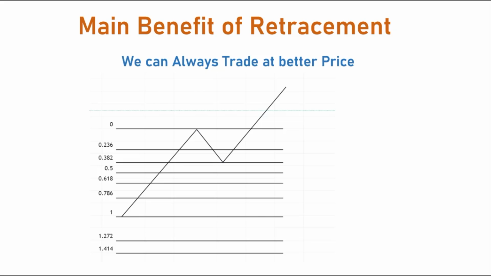Before entering into the Fibonacci retracement, we have to know the main benefit of retracement. Why do we have to enter at a retracement? That is, we can always trade at a better price. They provide an opportunity for profit, by entering the trade in the original direction of the trend at a better price just before the continuation of the move. You can see in this picture, I have drawn the Fibonacci from swing low to swing high. After that, what happened? Price retraced till 0.382 and after that price moved up.